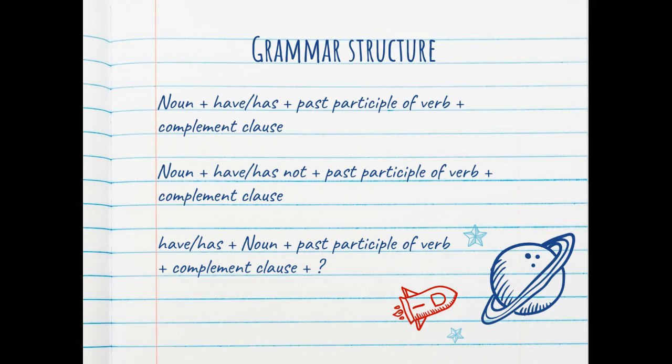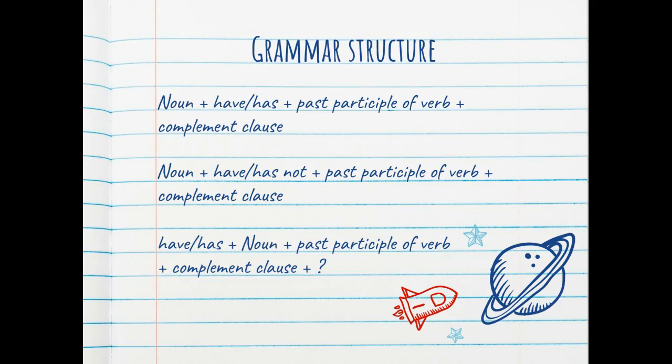When we want to build questions using the present perfect, as always, we are going to just switch the order in which we create our sentences. That means that we are going to start our sentence by using have or has, followed by the noun and then the past participle of the verb.